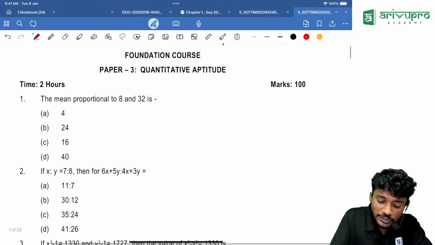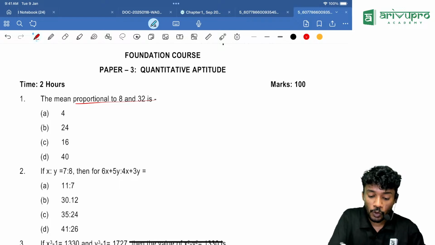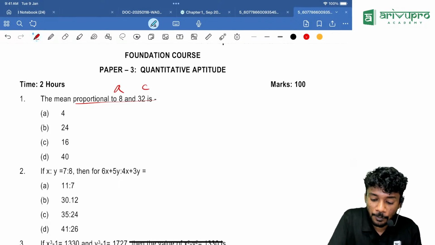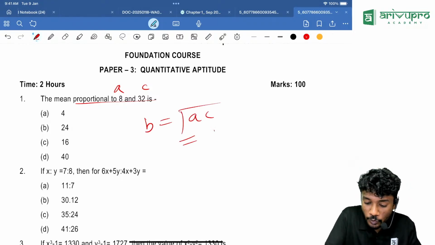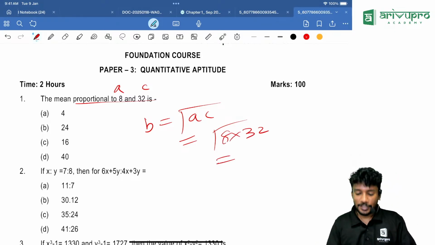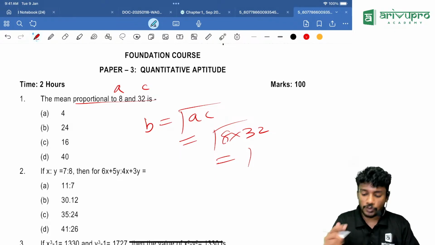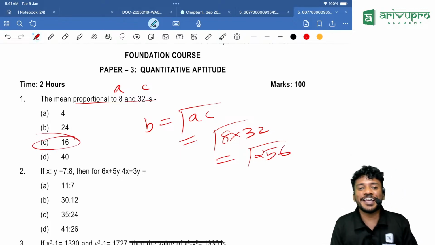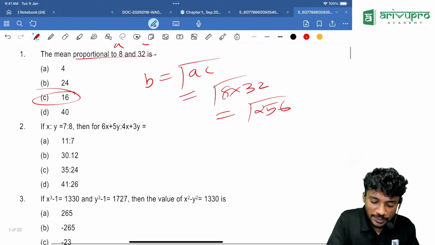Now, first one, mean proportional to 8 and 32. A is given, C is given. Then what is the mean proportional? P is equal to root of AC, which is equal to root of 8 into 32. Take the calculator, 8 into 32, that is 256. Root 256 is how much? Answer is option C, 16. Any doubt in that? Now, the next one.